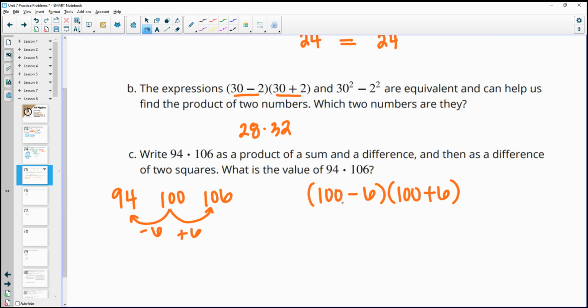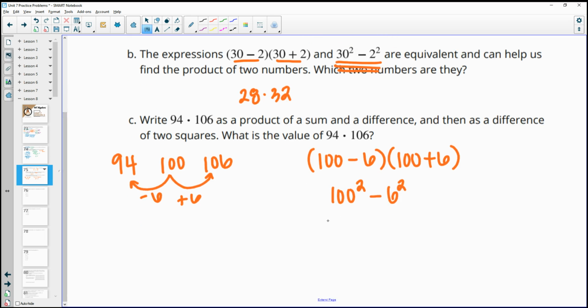So then if we write this like this, we have 100 squared minus 6 squared. So then 100 squared is 10,000. And then 6 squared is 36. So then 10,000 minus 36 is 9,964. So then this is equivalent to 94 times 106.